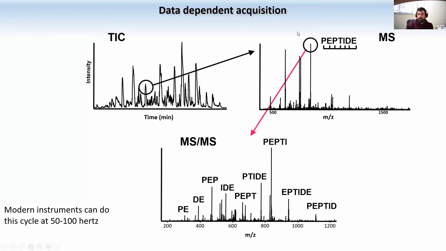The quadrupole isolates first this molecule, then this molecule, then this molecule, and it breaks each one of them. So after a single full scan, there will be a series of MS/MS scans for which you generate a fragmentation pattern for each of these peptides. At the end, you end up with hundreds of thousands of spectra, and then the software will collect these MS/MS spectra and identify what kind of peptides those are.